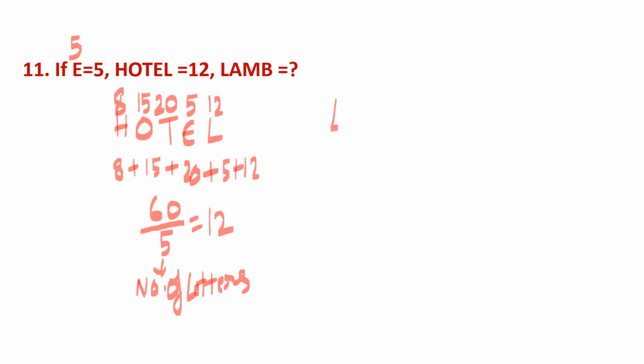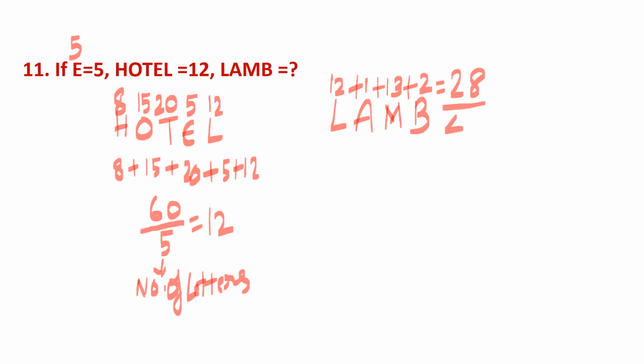Next, lamb. L A M B. What is lamb? L is 12, A is 1, M is 13, B is 2. If I add all this, 12 plus 1, 13, 13 plus 13, 26, 26 plus 2, 28. Sum divided by the number of letters, that is 4. 28 by 4, that is 7. Lamb is equal to 7.